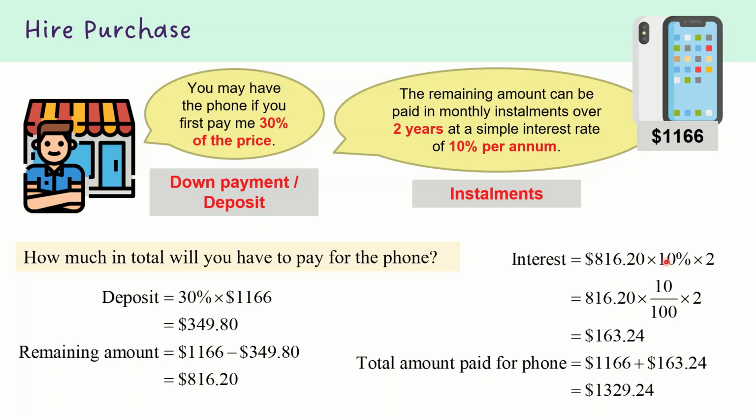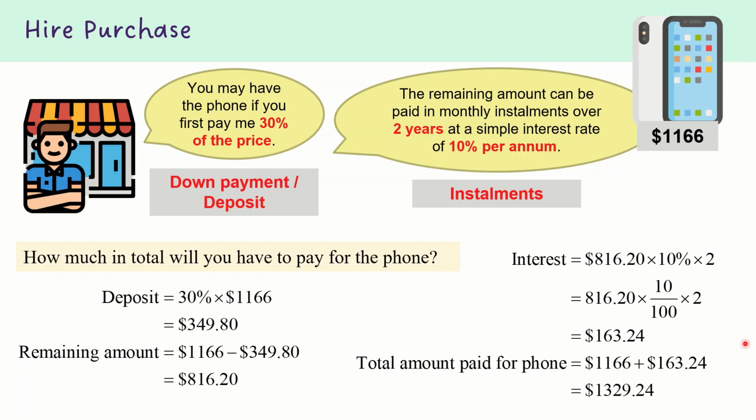So in totality, at the end of 2 years, how much money will you have to pay for the phone? That will be the original price, 1166, and the interest amount of 163.24. Adding them up together, we will get $1,329.24. This final amount that you will be paying at the end, despite doing it on an installment basis, is what we call the hire purchase price as well.